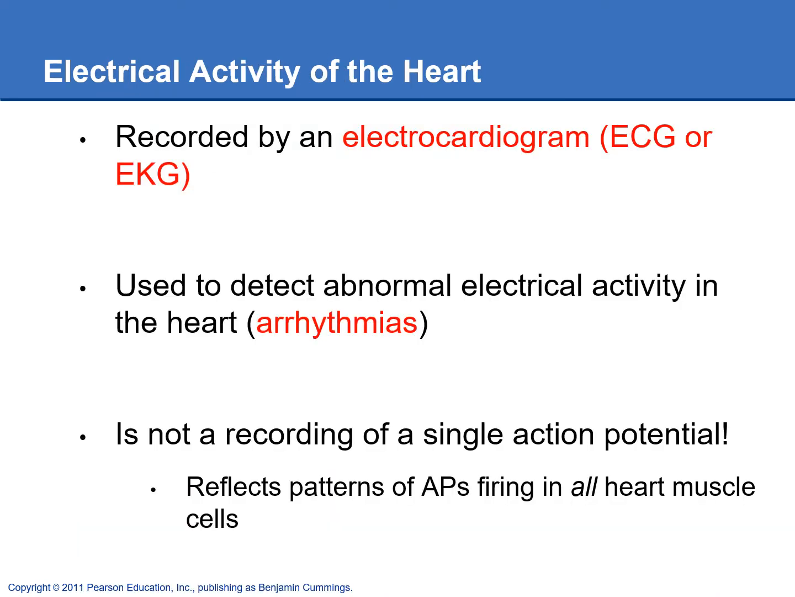We can record the electrical activity of the heart by using an electrocardiogram, which is abbreviated ECG or EKG. So the ECGs will be used to detect any abnormal electrical activity in the heart, which are called arrhythmias. So your patient, maybe they're skipping a beat, maybe their heart rate's too fast, too slow. You can pick up all of that on the ECG.